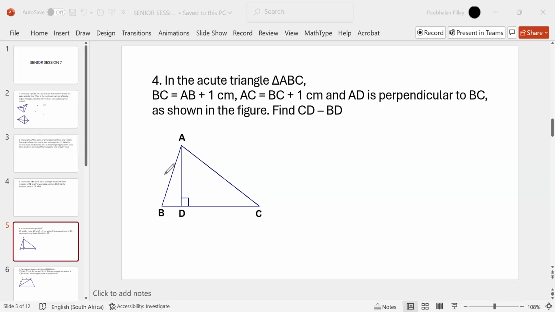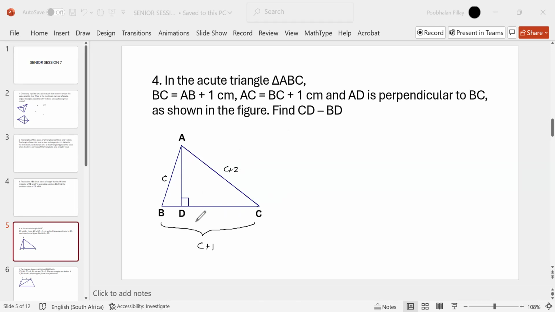So let's just call this side, say, c. Normally we call the side opposite angle C small c. So BC is AB plus 1, so if this is c, then this is c plus 1. Then you also have that AC is BC plus 1. We already got BC is c plus 1, so AC is c plus 2. Now you also have that AD is perpendicular, and the question is find CD minus BD.